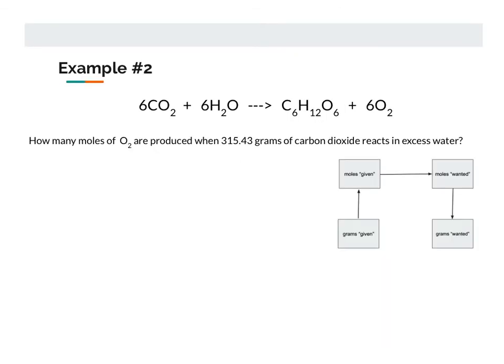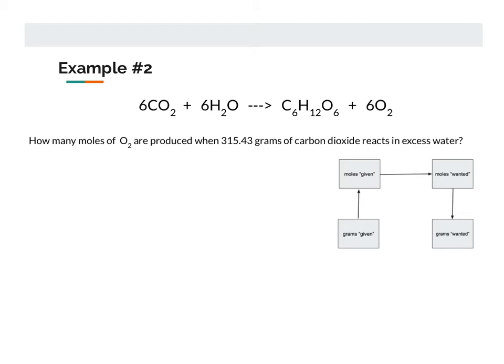Okay, so for the next one, we're going to use that same chemical equation. Remember that it was already balanced. I don't have to balance it, but you should always be making sure that it is balanced before you move on in your stoichiometry problem. This one is asking how many moles of O2 or oxygen are produced when 315.43 grams of carbon dioxide reacts in excess water.